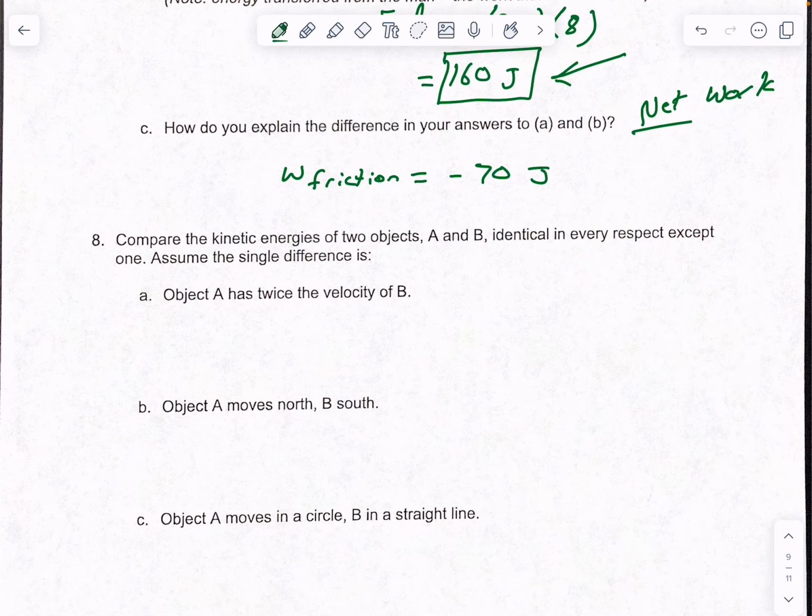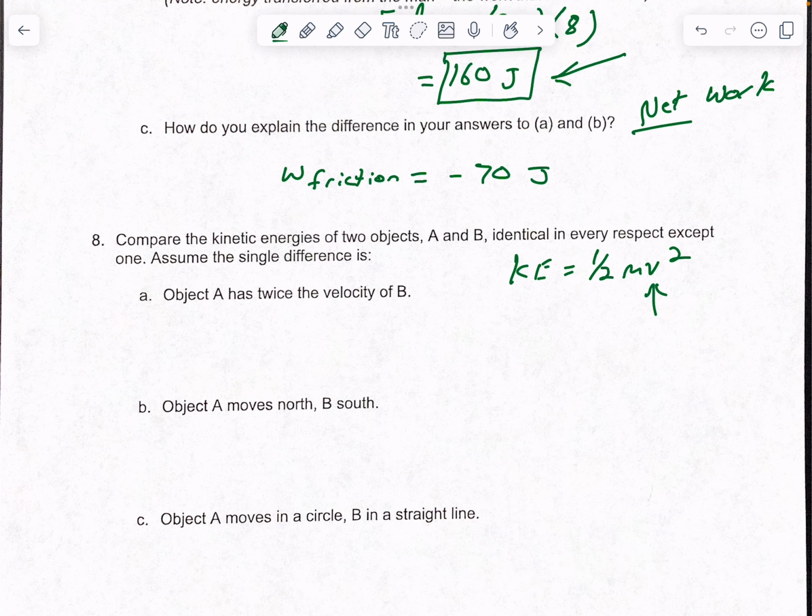Okay, number 8, compare the kinetic energies of two objects, A and B, identical in every respect except one. Because that means we're only changing one thing. Okay, because if you're talking about kinetic energy equals 1/2 mv squared, so if we change V, that means we're keeping mass the same. We're only trying to change one thing at a time. If you start changing both things, then it starts getting more complicated. So that's what that means. So we're keeping everything the same except for one thing. Okay, so A is object A has twice the velocity of object B.